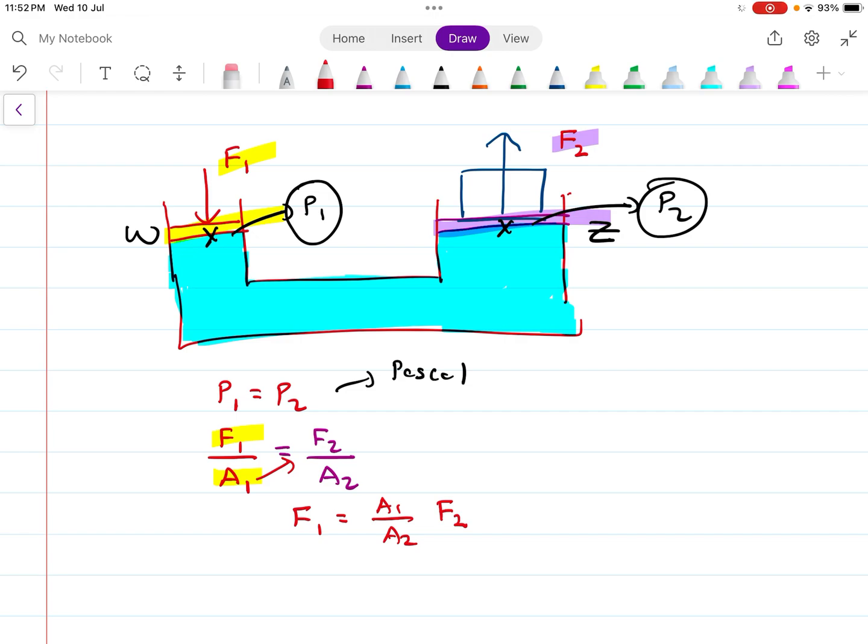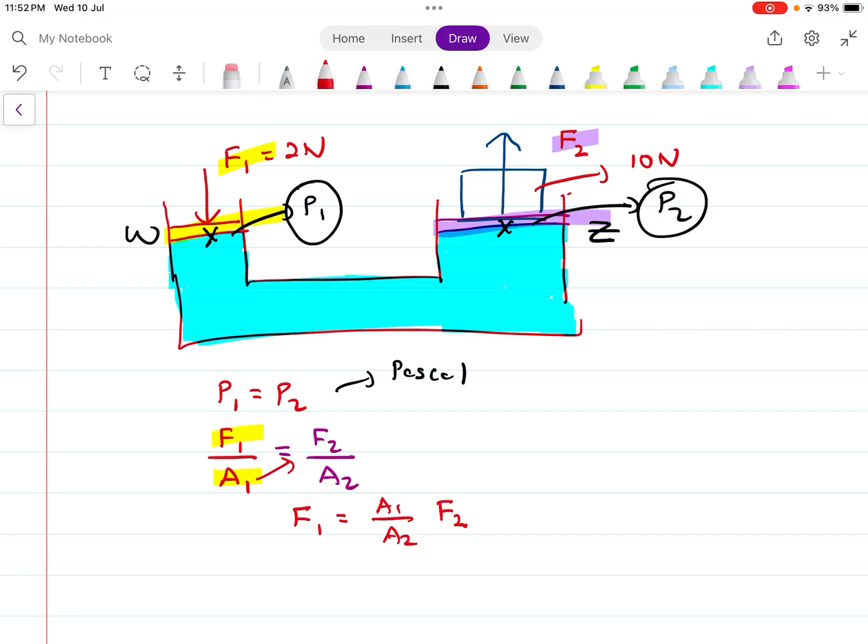The effort you apply on the left hand side of the hydraulic jack, and on the right hand side you place the object. So you apply the force. For example, let's say my force is 2 Newton, I can lift up an object with a weight of maybe 10 Newton. So that is the objective of your hydraulic jack.